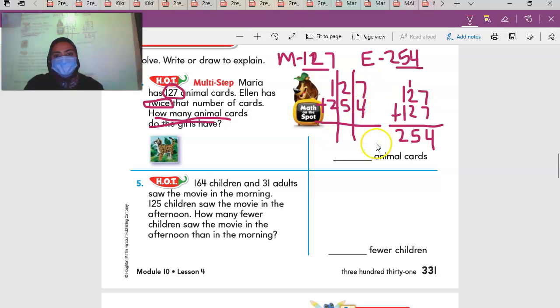7 plus 4 is 11. And then 1 goes in the tens place. 2 plus 1 is 3, and 5 plus 3 is 8. And 1 plus 2 is 3. So how many cards do both girls have? 381 animal cards.